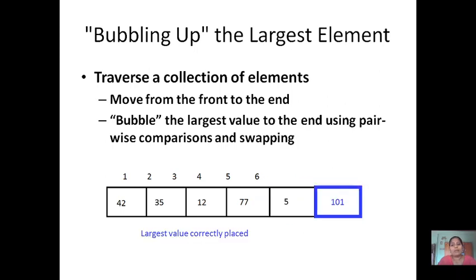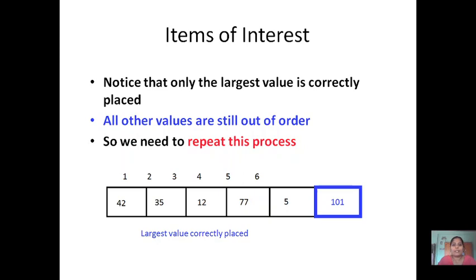Now the 101 came to its correct position after comparing all the elements in the list n-1 times. So this is considered as one pass. After the first pass, the biggest element of the list has reached its correct position, right? So we have to repeat the same procedure until all the elements are sorted.